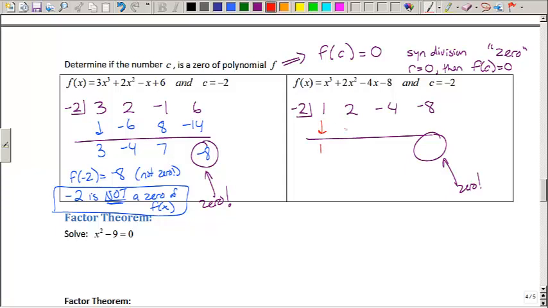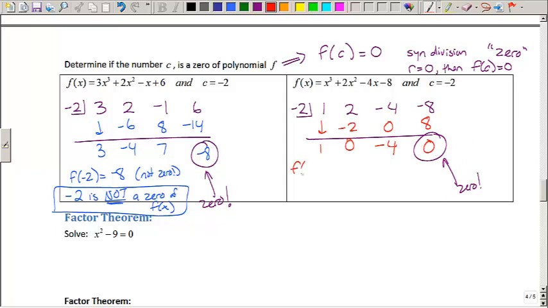I drop this down, I get 1. 1 multiplied by negative 2 is negative 2. Add down. Multiply, I'm getting 0. Add down. Negative 4 plus 0 is negative 4. Negative 4 times negative 2 is positive 8. And negative 8 plus positive 8 is 0. Yay! That's exactly what I wanted.